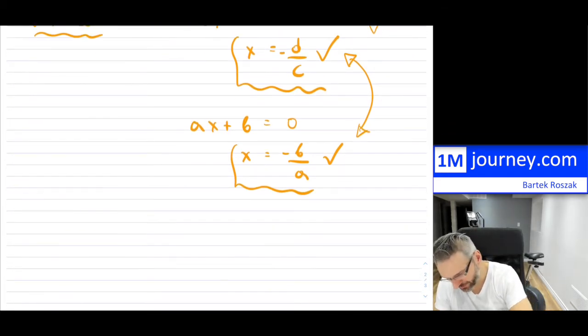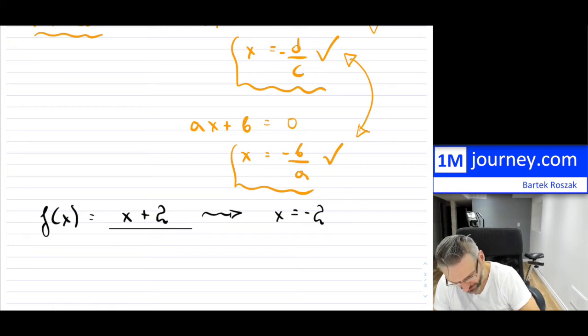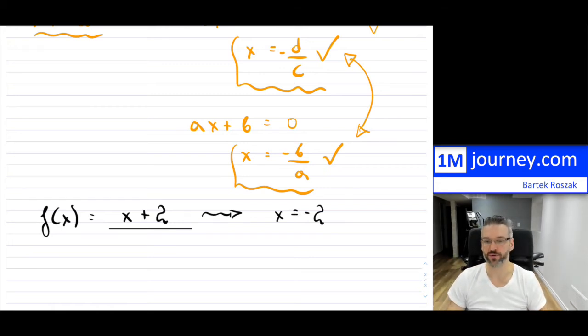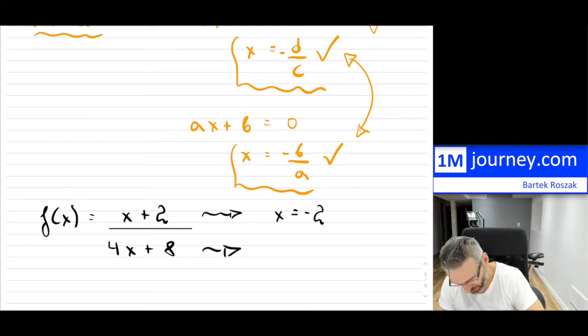Let's say my f of x is equal to x plus 2 over 4x plus, let's say, 8. I'm cheating a little bit here. From the numerator, I know x is equal to negative 2 is a zero. For the denominator, we would have x equal to negative 8 over 4, which is still negative 2. So notice these two are equal.